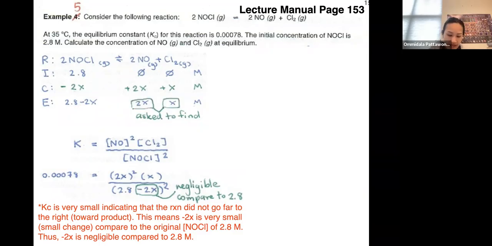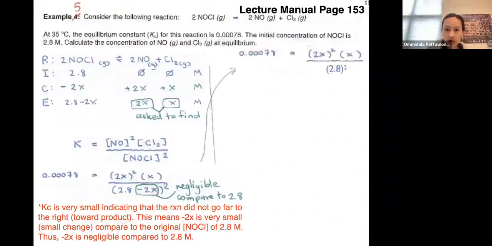Okay, so in this case, because this value is negligible in comparison to 2.8, therefore Kc is going to equal everything the same, except instead of 2.8 minus 2x, now we're going to have just 2.8. Okay, so the reason for that, again, is because negative 2x in comparison to 2.8 is negligible. If you do this, it's going to make your life easier. You don't need to go through the quadratic equation.